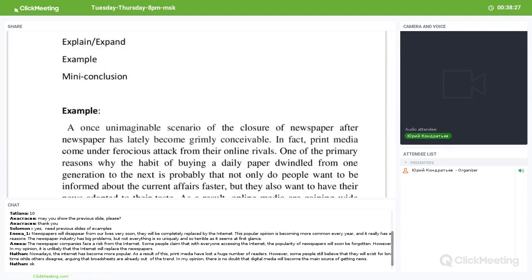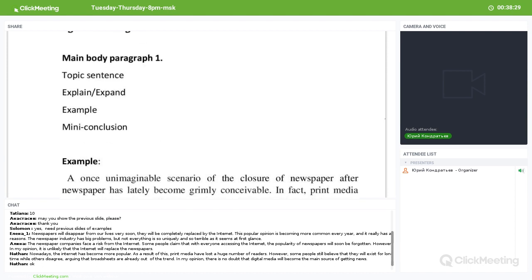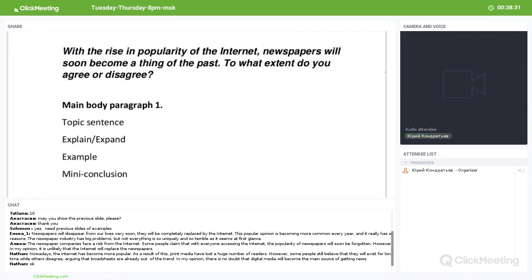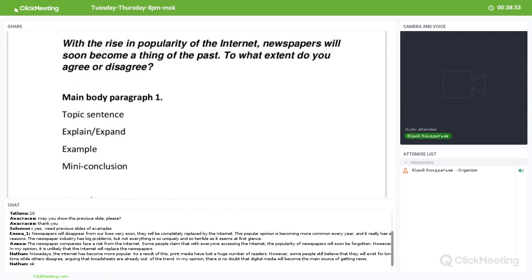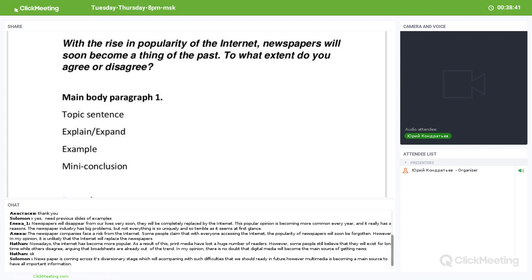And little by little, moving to the main body paragraph. So, with the rise in popularity of the internet, newspapers will soon become a thing of the past. To what extent do you agree or disagree? Normally, you write your main body paragraph with a topic sentence, then you explain it with another sentence, and then you can give an example, and after this, make a mini conclusion. So basically, it consists of 4 parts.